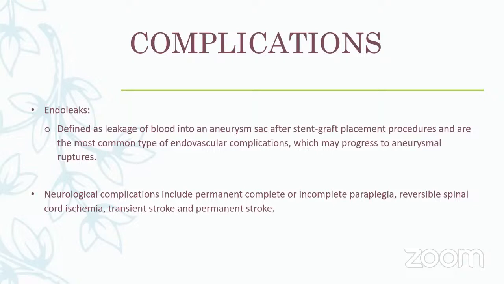So, what are the complications of TEVAR? The most common complication is the endoleak. The endoleak is the leakage of blood into the aneurysmal sac after the stent graft placement procedure, and this may progress to aneurysmal rupture. The other complications can include neurological complications, including permanent, complete or incomplete paraplegia, reversible spinal cord ischemia, transient stroke, or permanent stroke.